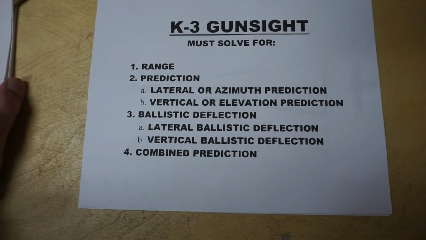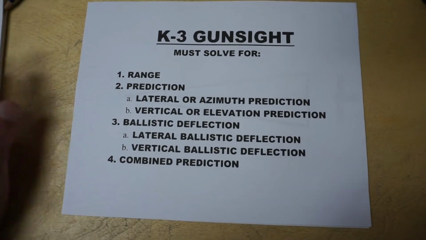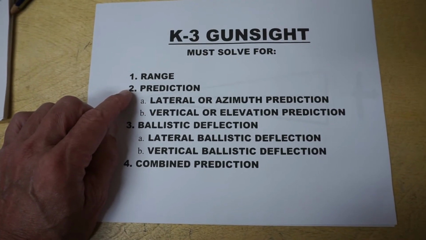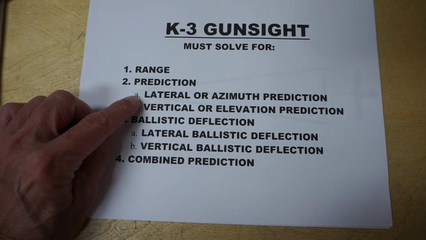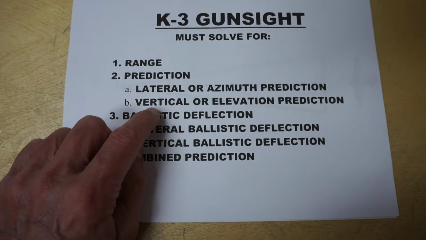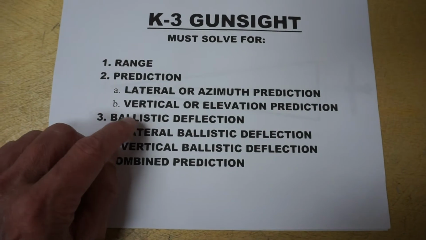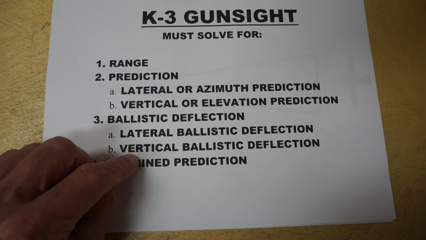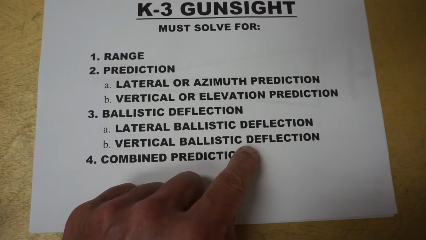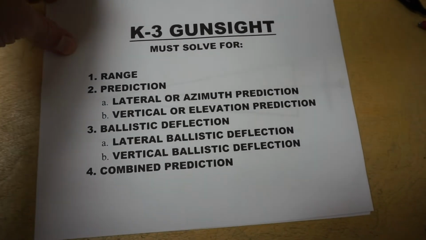The K3 Gunsight had to solve for multiple problems. It had to accurately determine the range of the attacking aircraft, and it had to make a prediction of where that aircraft was going to be. It had to do that in a lateral plane, or the azimuth prediction, and it had to do it in a vertical plane, or the elevation prediction. Ballistics were involved, as always in all gunsight functions and aerial gunnery, and there was a lateral ballistic deflection and a vertical ballistic deflection. And then finally, the K3 Gunsight had to combine all of these to come up with a solution.